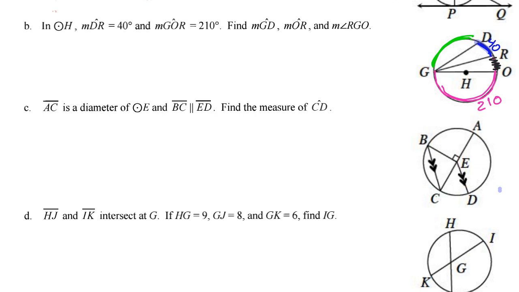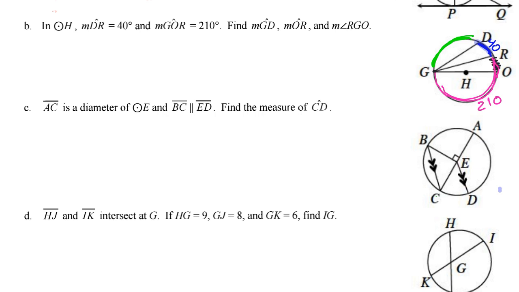And also you want to find the angle RGO. Angle RGO is an inscribed angle because the vertex is on the circle itself. And as soon as you find the arc RO, you will be able to find the measure of RGO. But let's work on finding GD first.